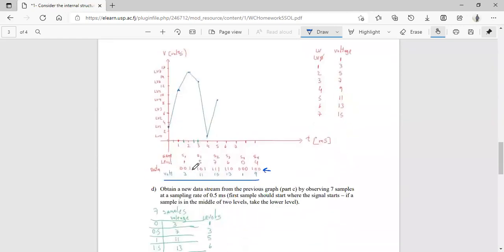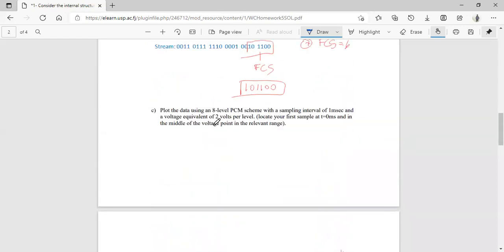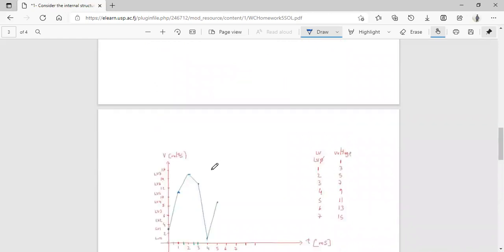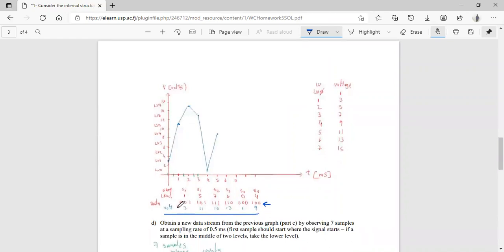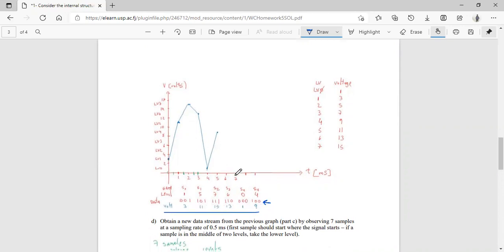The first sample was 001, so it was plotted at level 1. As per the question, we have to plot in the middle of the voltage point. So in the middle of level 1, it was plotted at 3 volts, right? Likewise, the other points at 11, 15, 13, 1, and 9 were plotted.